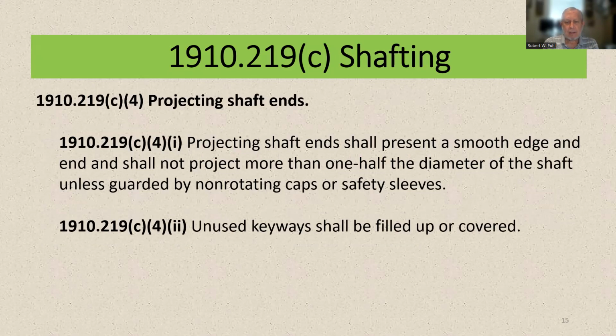Projecting shaft ends. We'll talk about this before, but you can see this is more in one place. Projecting shaft ends shall present a smooth edge and end and shall not project more than 1/2 the diameter of the shaft unless guarded by non-rotating caps or safety sleeves. Unused keyways shall be filled up or covered. So that's a smooth shaft, 1/2 the diameter of the shaft.